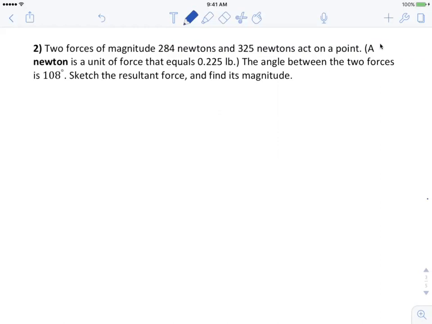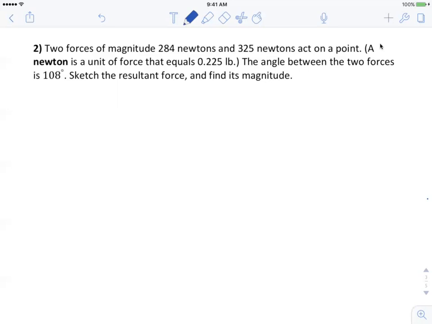So here we have, I'm on example 2, two forces of magnitudes 284 newtons and 325 newtons act on a point. If you haven't seen newtons before, it's a unit of force that equals about 0.225 pounds. So you'll see that a lot in physics. And then we're given the angle between the two. So it always helps to draw these.